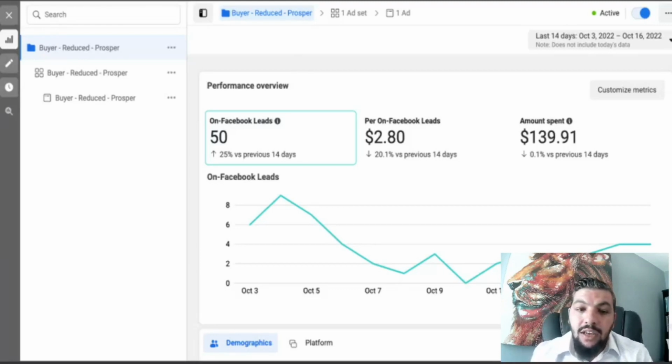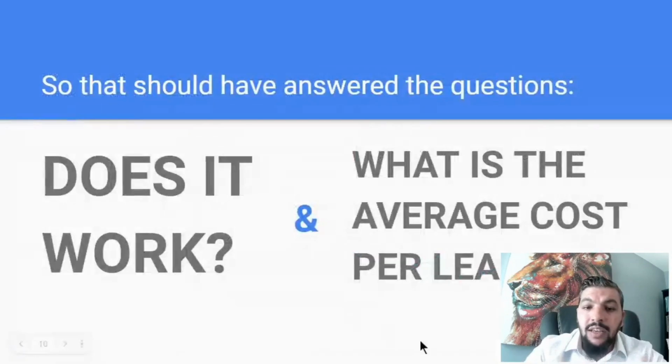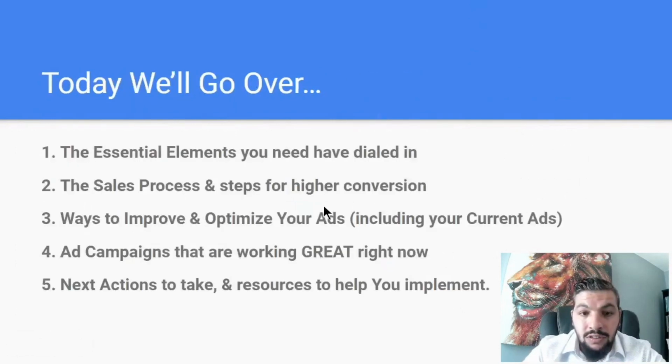So roughly on $300 ad spend, generating 100 leads, if you follow the conversion and sales process we have in place, you should convert 2 to 3 closings a month. And we'll come back to the math in that, and how you can calculate your return on investment. But does it work, and what is the average cost per lead? I think we've answered those two questions. You've seen it does work for a lot of agents, and the average cost per lead for our campaigns is usually under $3 per lead.